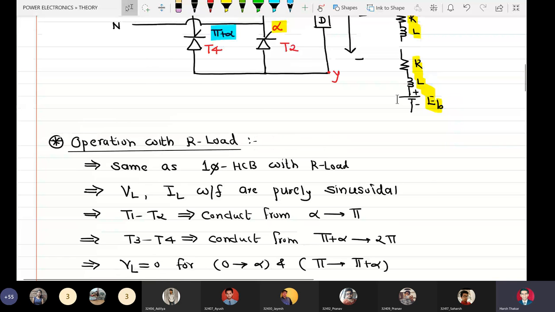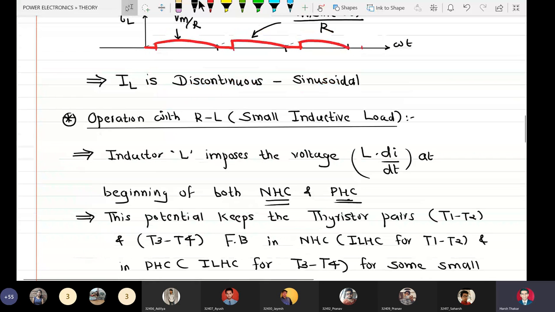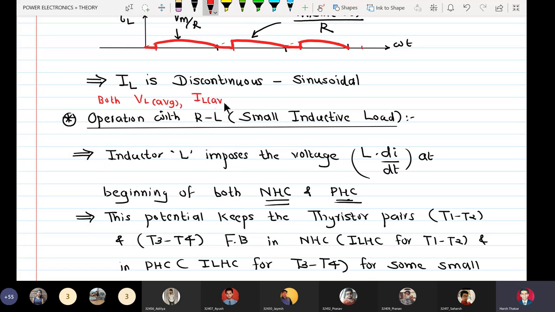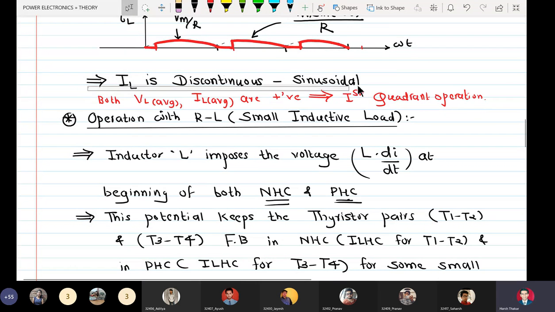So we have to make a note of this. I'll also say here in bold that both VLAVG and ILAVG are positive, hence first quadrant operation. We can copy this here.